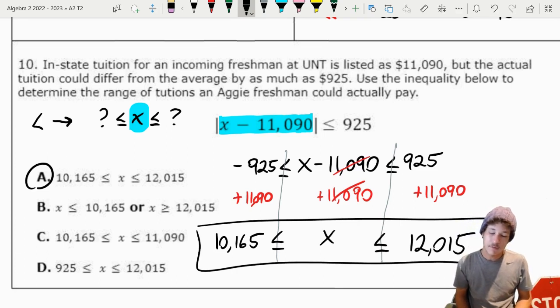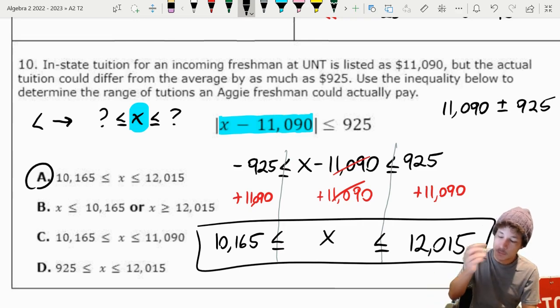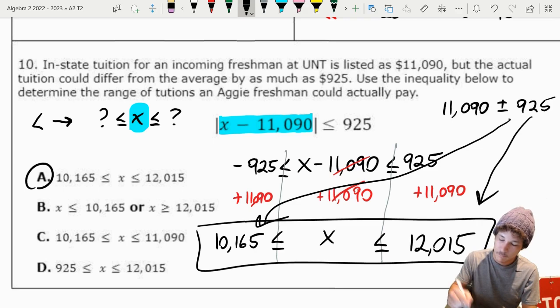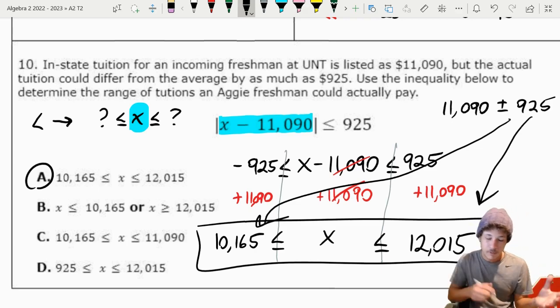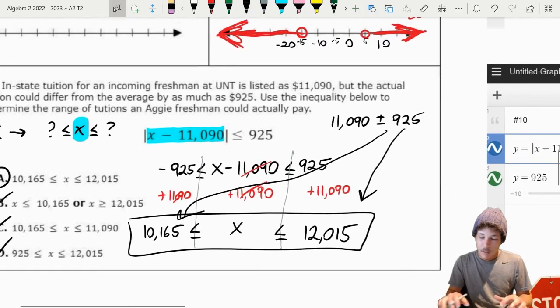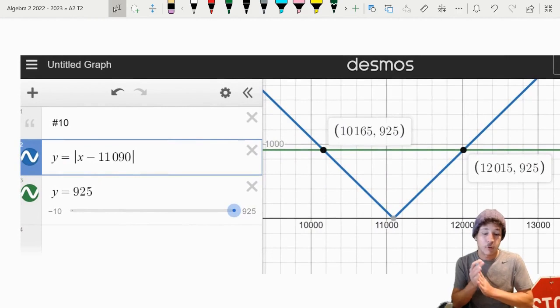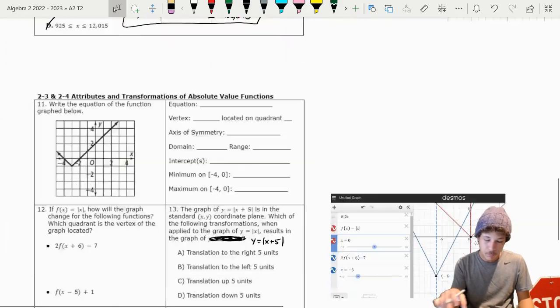You could just think about this logically, though. You could have just thought about it like this: 11,090 plus or minus 925. If you consider plus and minus, you literally get the 2 answers that we just got. Okay, so keep that in mind. You don't have to do the whole equation thing to figure this one out, but it is helpful. You could also solve it using Desmos, and I don't think I need to say anything more about this trick. You should know this trick by now. There's the answer. Moving on.